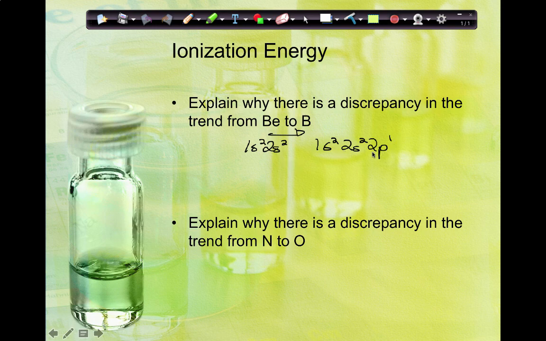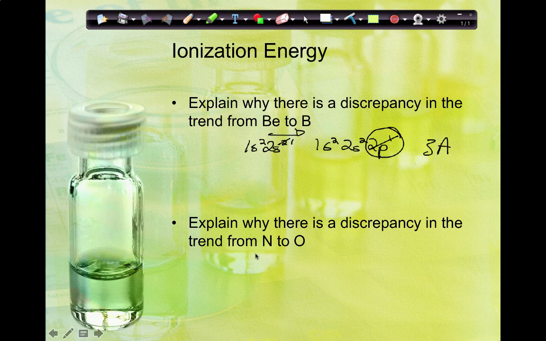we're going to remove it from the highest energy level. Technically, we have 3 electrons in the highest energy level, but we're going to remove it from the p first because the p is just a little bit further away from the nucleus than the s. So for beryllium, we're going to remove it from the s. So it's a little bit easier to remove this one electron in this case. So you'll see that discrepancy in the trend in 3A.